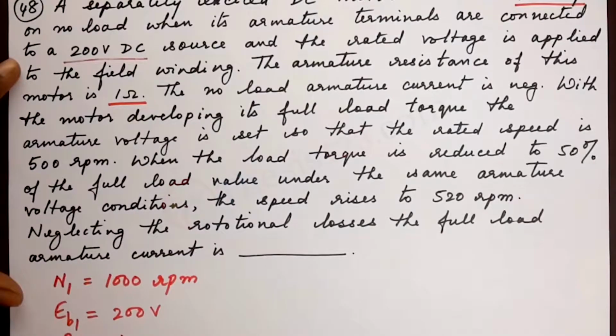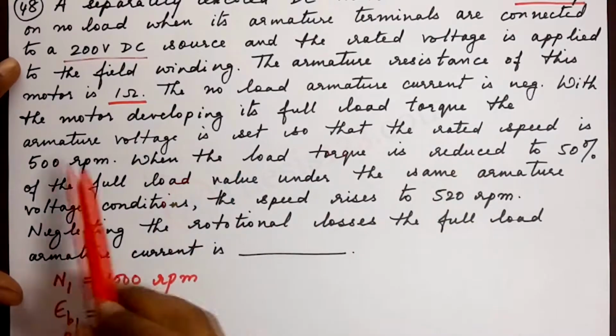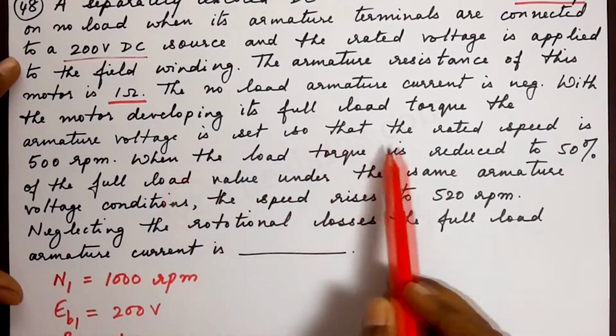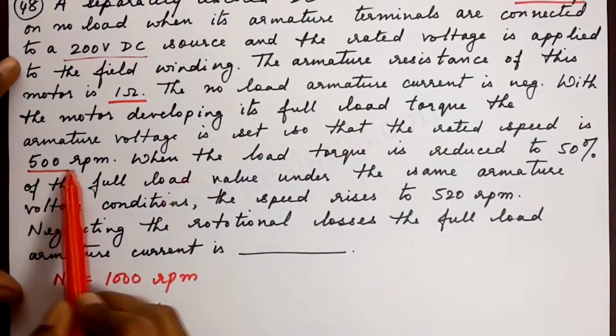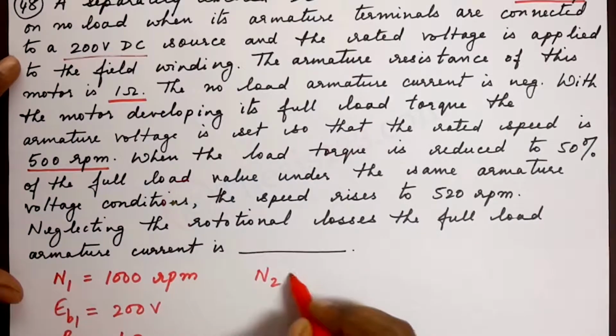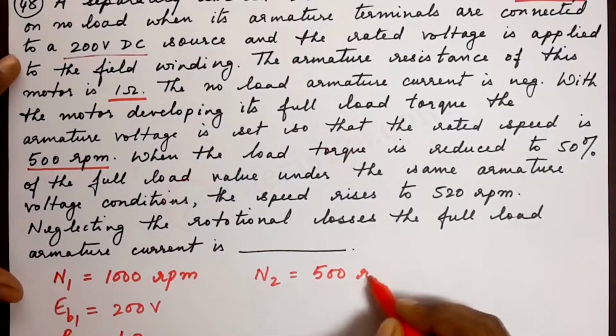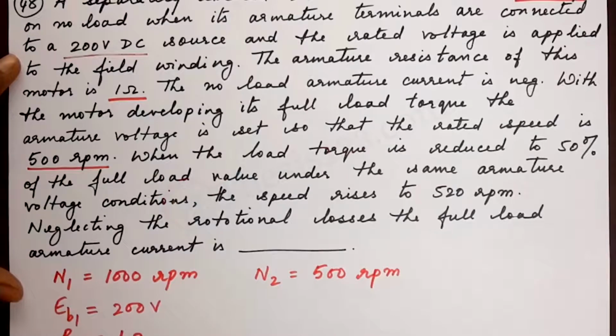Now the question says that with the motor developing its full load torque, the armature voltage is set so that the rated speed is now 500 rpm. Let's call that N2. This is the second case. So we have N2 at 500 rpm.